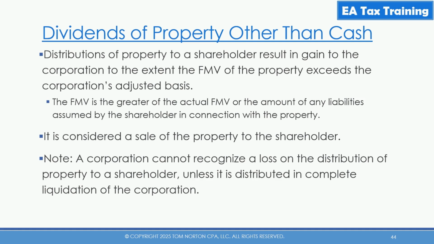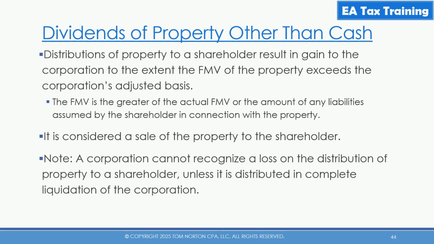So this is the reverse of the assumption of liabilities that we had before. Here, you could have the corporation distributing out a property that is subject to a mortgage, and the shareholder is now going to be responsible for the mortgage. So when we talk about the gain, the fair market value means the greater of the actual fair market value or the amount of those liabilities. So if the mortgage is higher than the fair market value of the property, you have to use the amount of the mortgage as the fair market value in order to compute the gain to the corporation. This is considered a sale of the property to the shareholder.